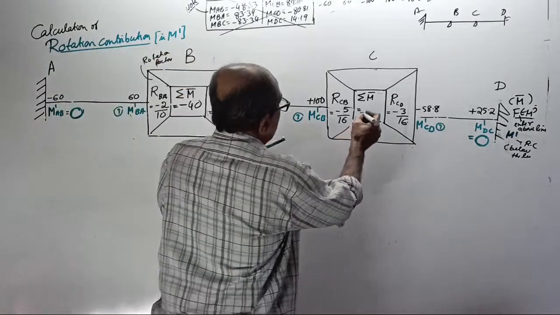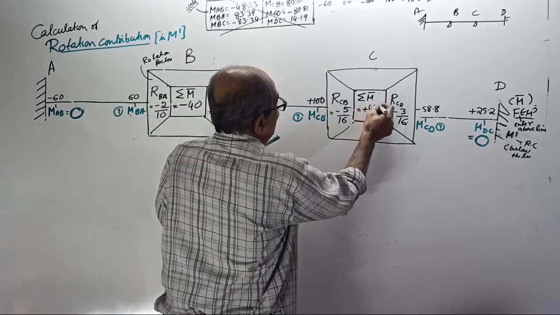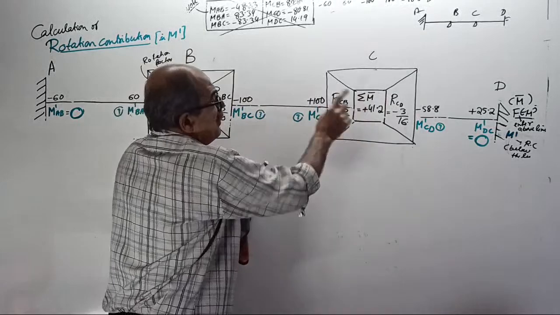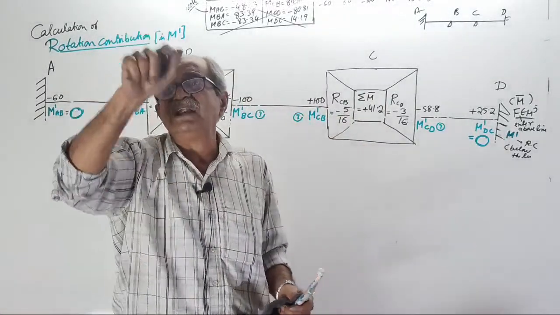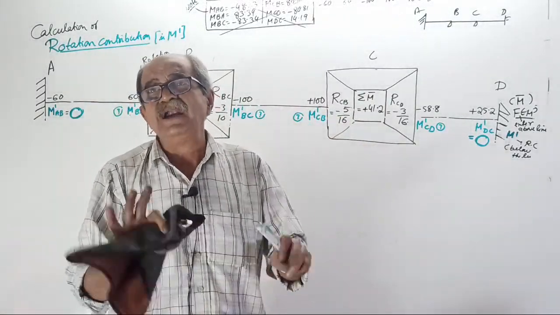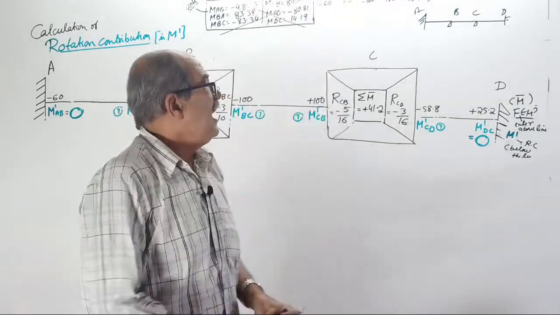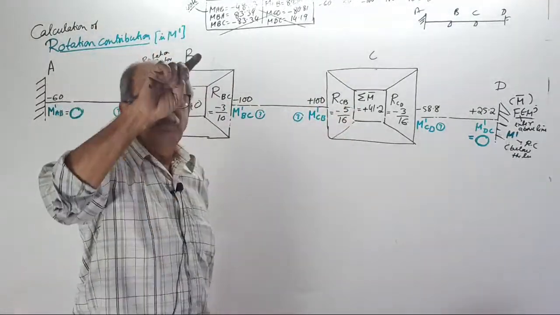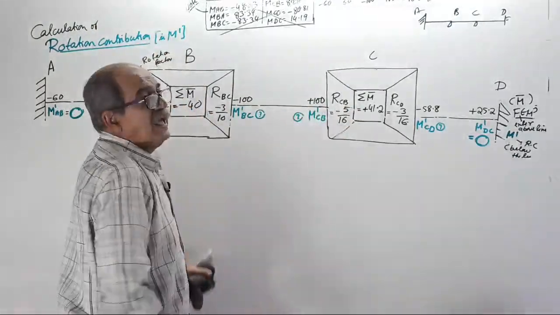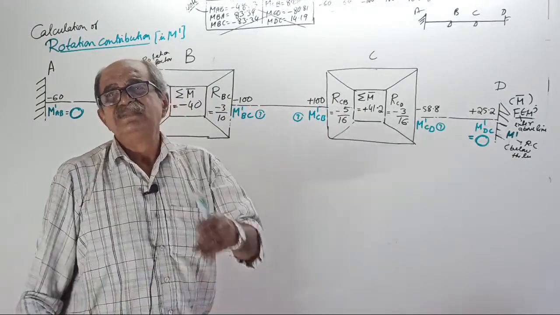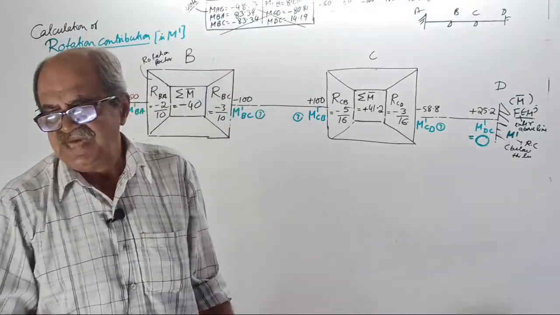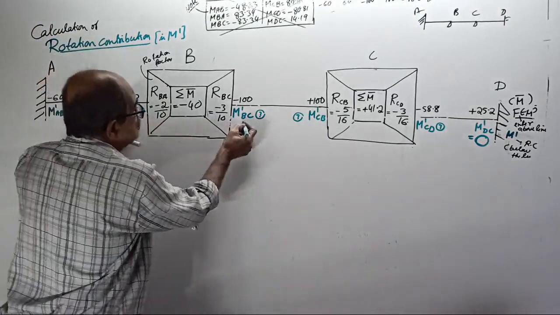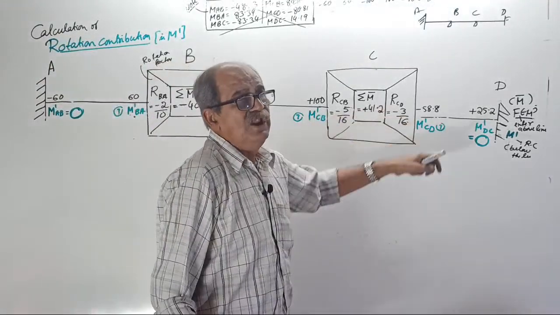Plus 41.2. See, in the first question, it came negative here, it came positive here. In the second question, tomorrow or day after tomorrow, not on YouTube, in the Zoom class, I have taken care, this will come positive, that will come negative. One more class, both will come positive. Another class, both will come negative. That you take care of later. Now that is not important. Now we want this value, this value, this value, this value you want.